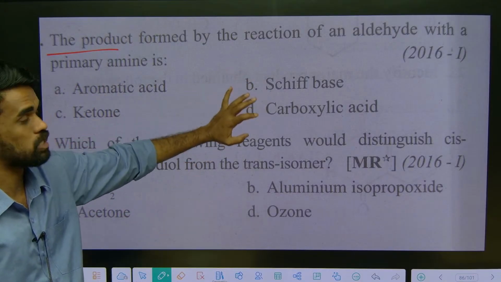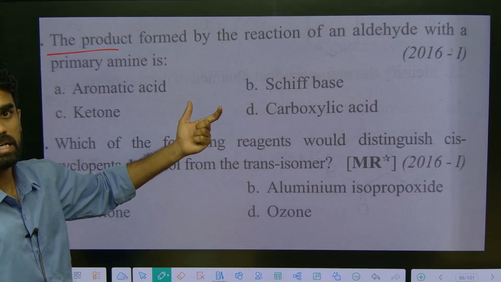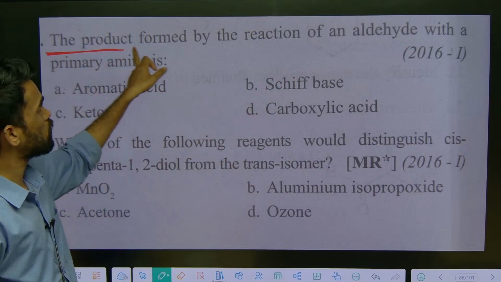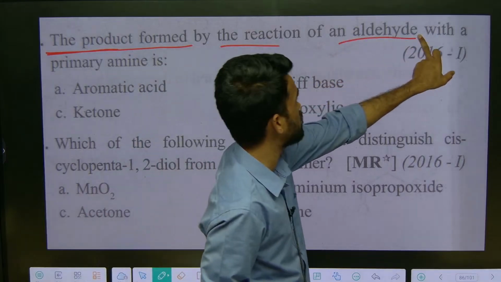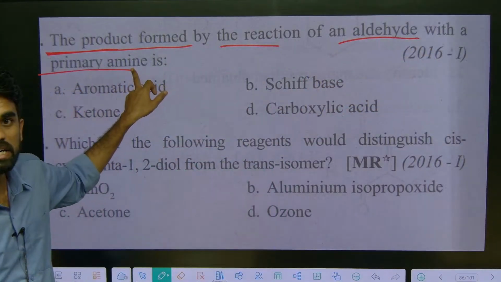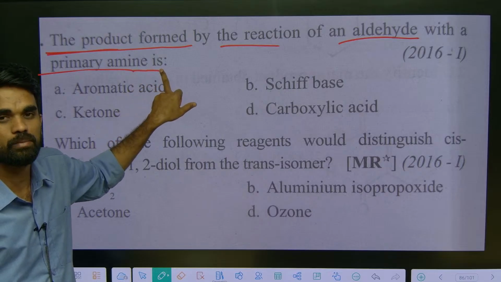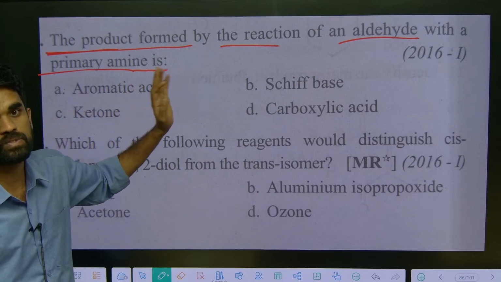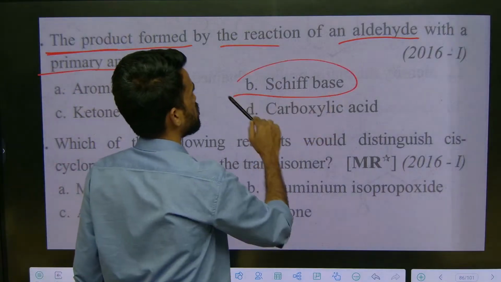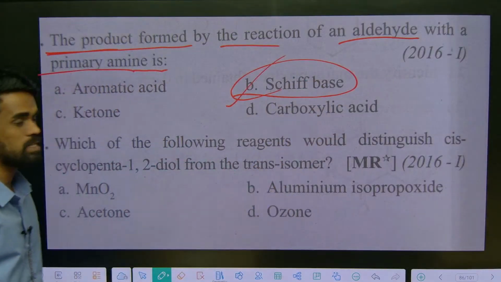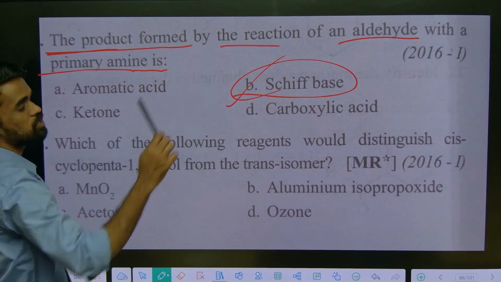Now, based on the table, you have one more question. It's just a one-line statement. The product formed by the reaction of an aldehyde with a primary amine, what will it give you? An alkyl imine, I told you. What is the name of that alkyl imine product? That is Schiff's base, I told you. So Schiff's base will be your answer. How easy it is! And this is also a NEET question.